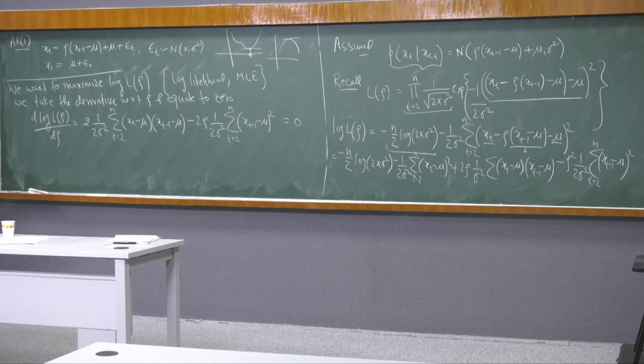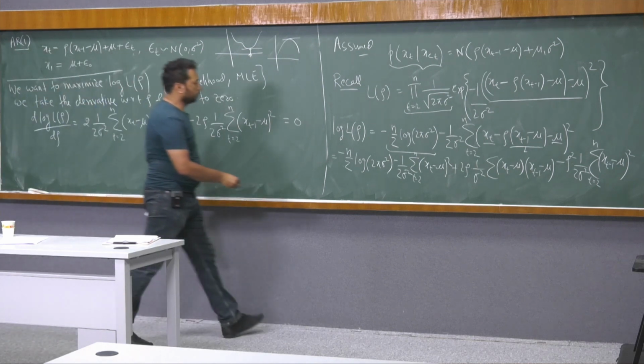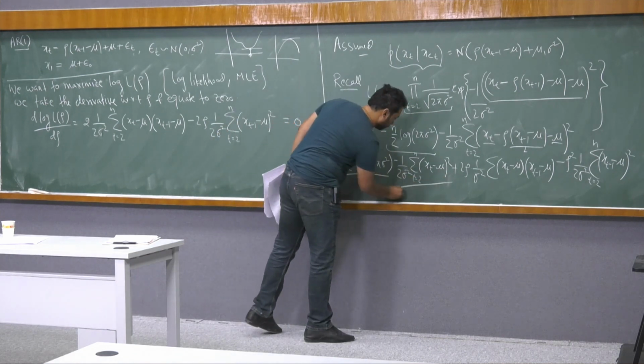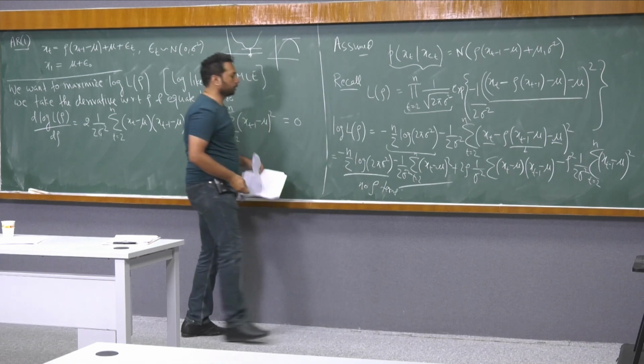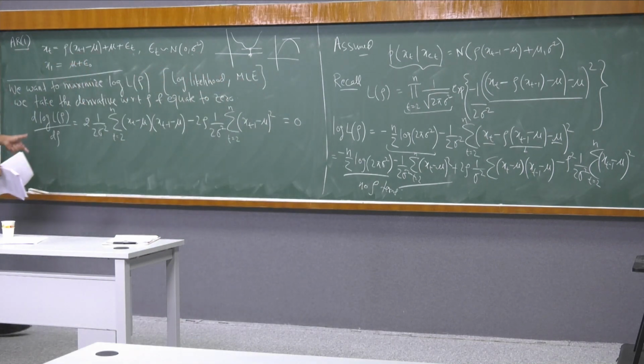There will be no contribution from the first term because there is no rho here. This one has no rho, and this one has no rho either. So no rho terms. As you can see, when I take the derivative these will go away, and hence the derivative will come only from the third and the fourth terms. From there you can easily check that this is the case.